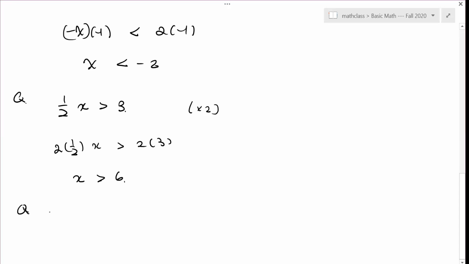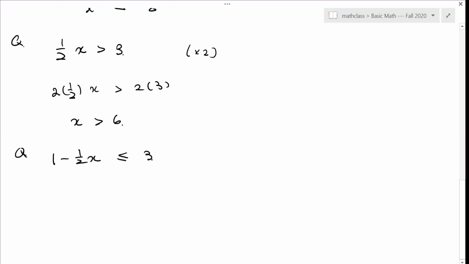All right, so now let's do the next one. This is less than or equal to 3. Okay, please work on this. This will be a two-step problem.